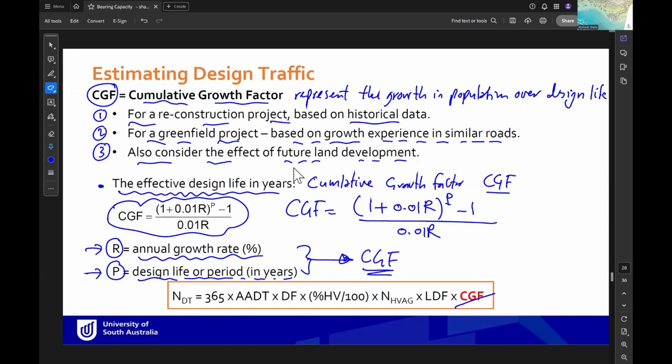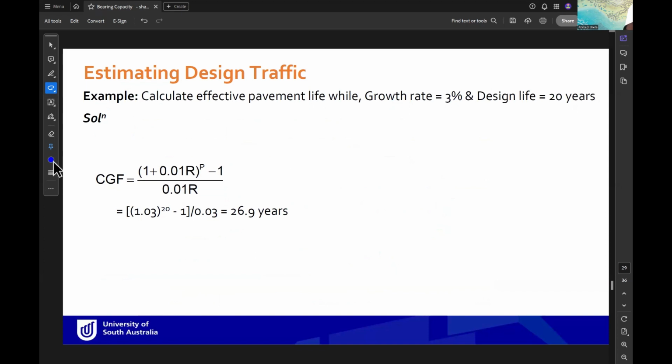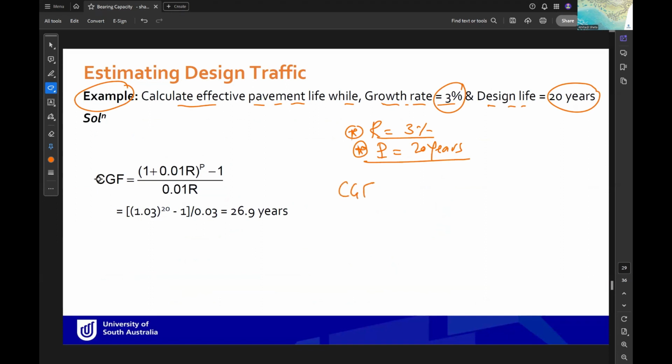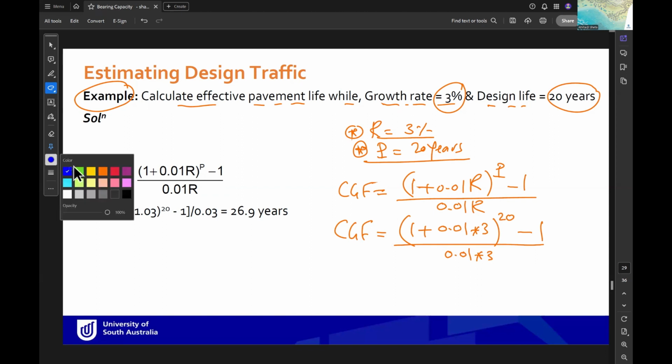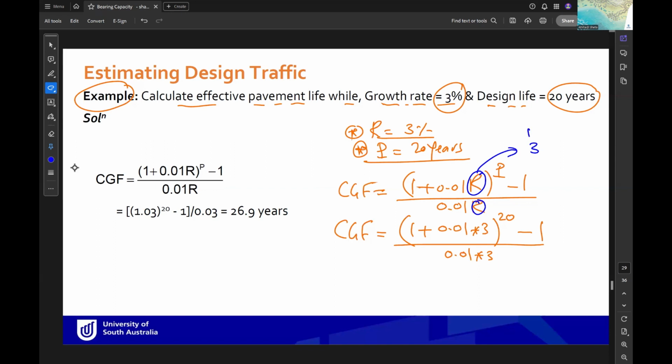Okay, so now all the parameters of the formula are ready, and just a short example about calculation of the effective pavement life where the growth rate is 3% and the design life is 20 years. From the given statement, the growth rate R is equal to 3%, and the design life B is equal to 20 years. So if we substitute in the formula, CGF equals (1 + 0.01R)^B minus 1, divided by 0.01 R. So CGF is equal to (1 + 0.01 times 3)^20 minus 1, divided by 0.01 times 3. Just don't forget that R here is a percentage.